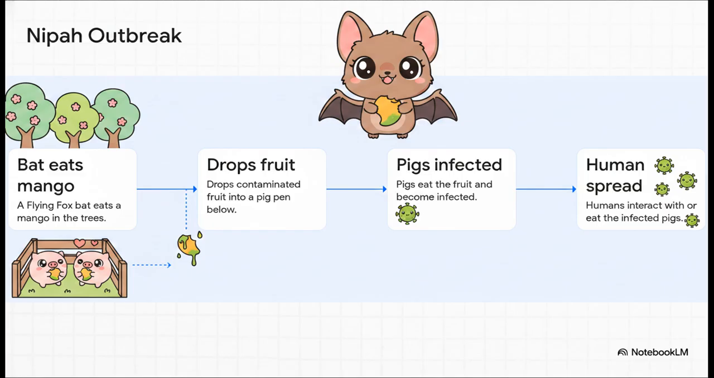A single dropped mango created a fatal chain reaction leading to severe human respiratory and neurological disease, and the fatality rate? An absolutely staggering figure of up to 90%. No way around it. That is terrifying.